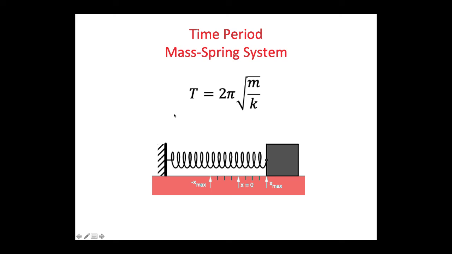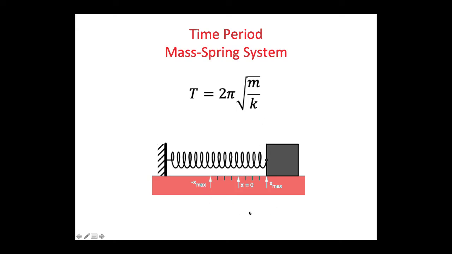The formula for the time period of a mass spring system is given by 2π times the square root of the quantity m over k, where m is the mass of the block and k determines spring stiffness. We will look at this formula conceptually and try to develop physical intuition.